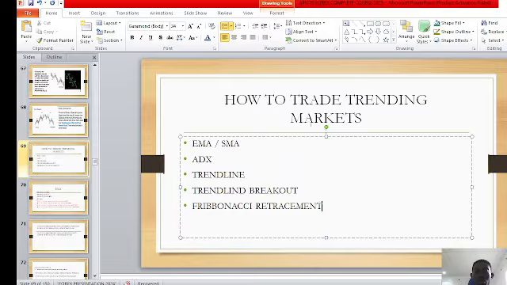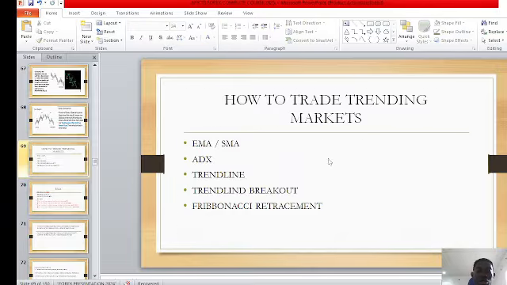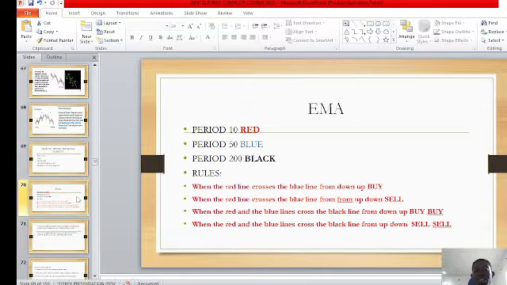You can use Fibonacci retracement to trade a trending market. But I started by showing you how to use exponential moving average or simple moving average. I prefer exponential, and I explained to you the difference between the two of them yesterday. And so this is the parameter that we'll be using to trade it.